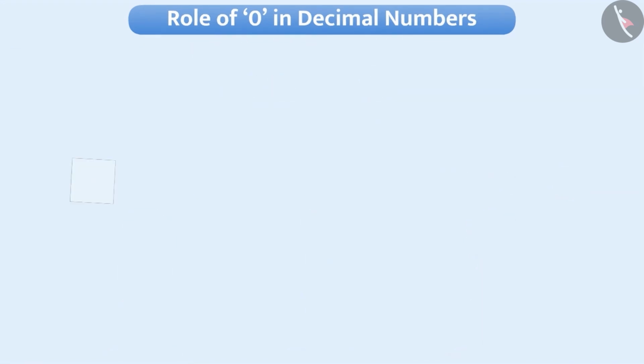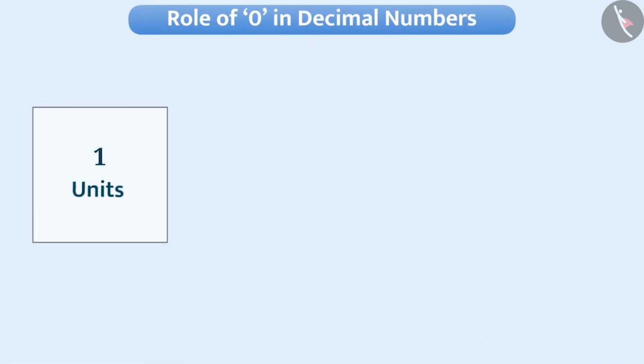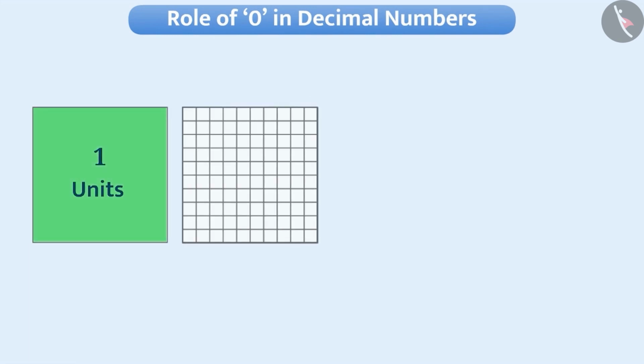Suppose we consider a large square as 1 unit. Then, how will we represent the decimal form if we consider one whole square and consider 9 parts out of 100 parts of a whole square? Pause the video and think about it.